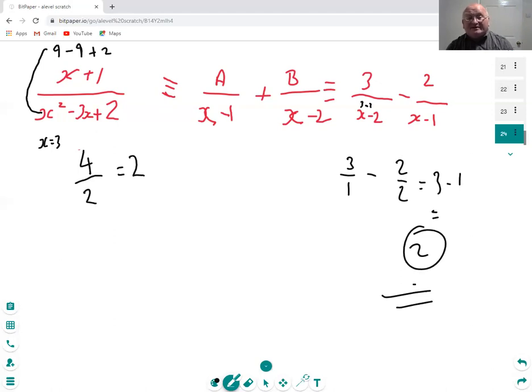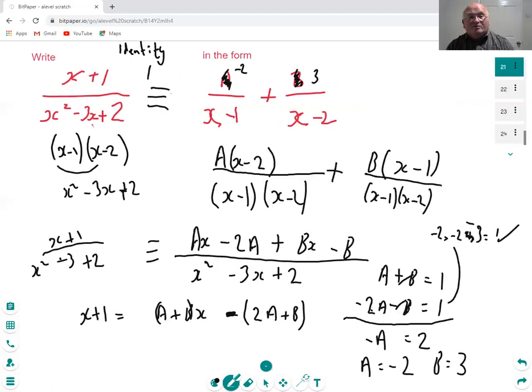Okay, so that's it really, that is partial fractions. It's a fairly simple example. You might see some more complicated examples, but that's the flavour of what doing partial fractions is about. That's it. Okay, so we've rewritten x plus 1 over that quadratic to be minus 2 over that plus 3 over that. Partial fractions. Thank you for your interest in my video.